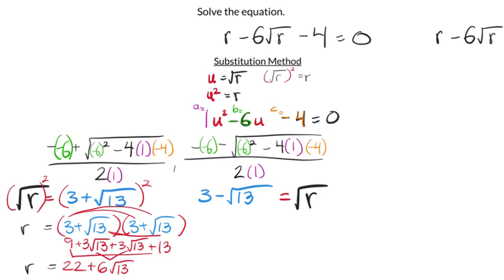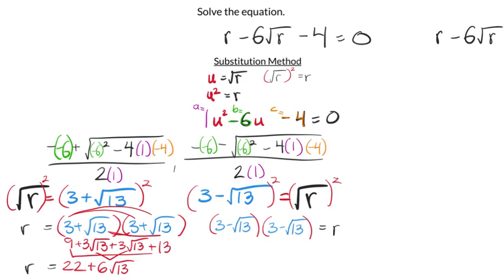Now, it may not be an answer, right? So we're going to have to go back and check up here to make sure that it actually works. But before we do that, let's go ahead and work on the 3 minus the square root of 13 on the right. So again, same thing that we did on that last part. We'd have to take that square root of r and square it. But if we square one side, we need to make sure that we square the other side. So we're going to get something that looks a little bit like this: 3 minus the square root of 13 times itself, and then of course the square and the square root are going to cancel each other out.